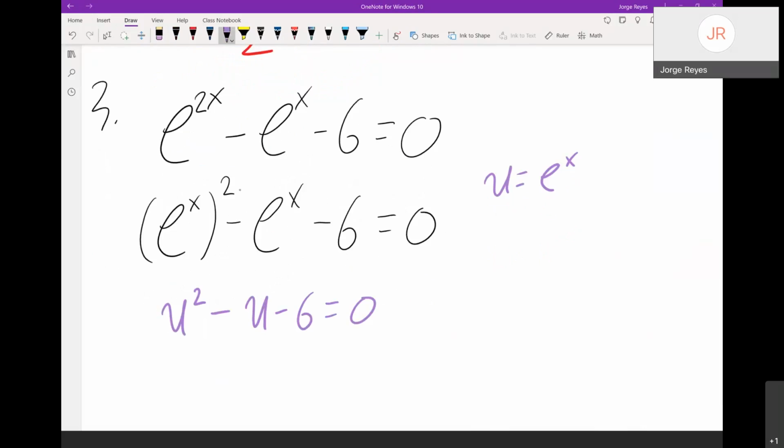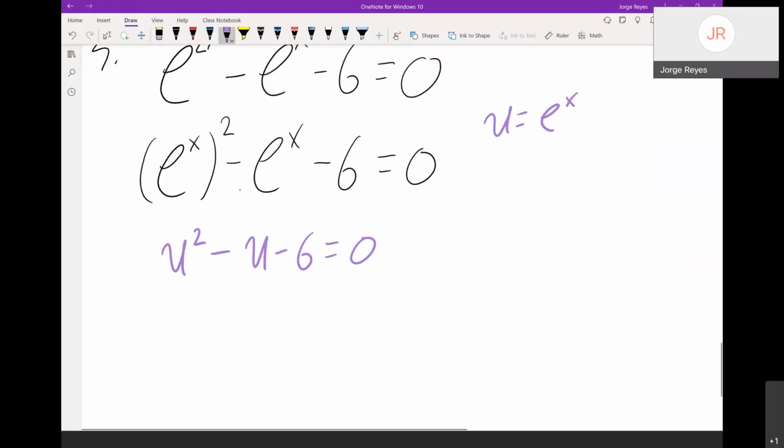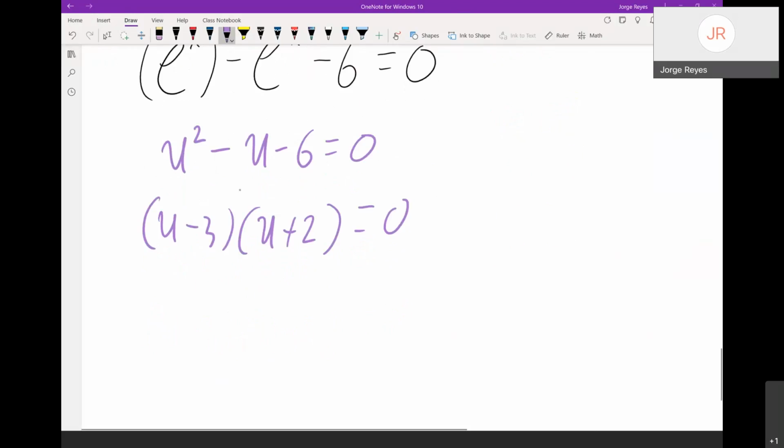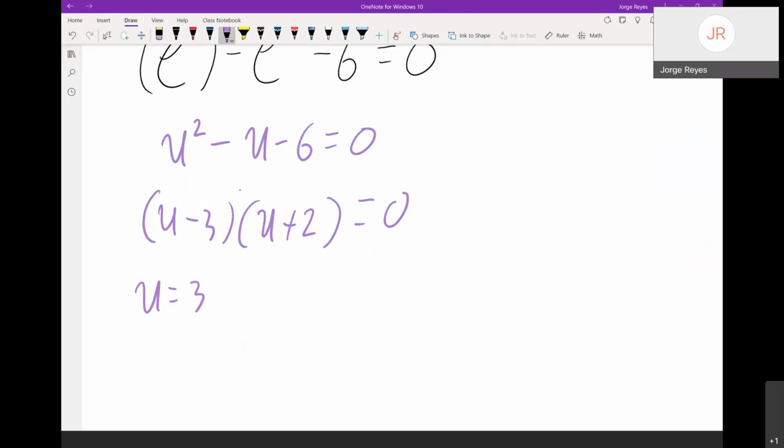Okay, so this is reducible to quadratic, but now with exponential functions. Okay, but, right, we can factor this, right? u minus 3, u plus 2, right? So then we get the 2 answers, u equals 3, u equals -2. Okay, but then we have to swap back.